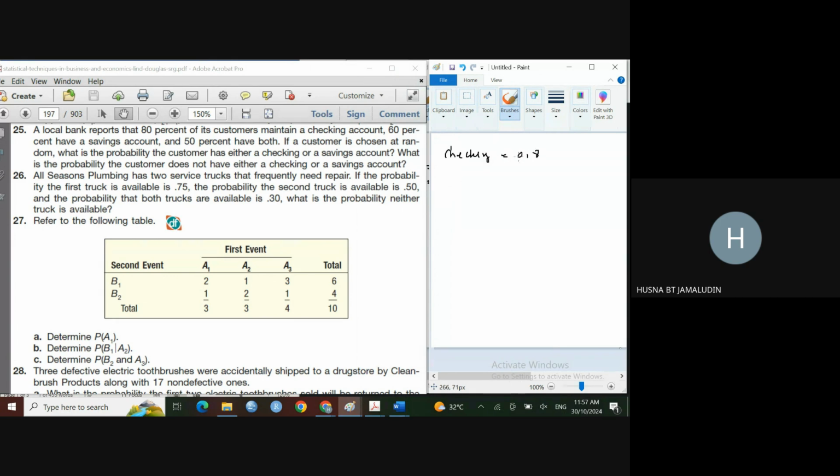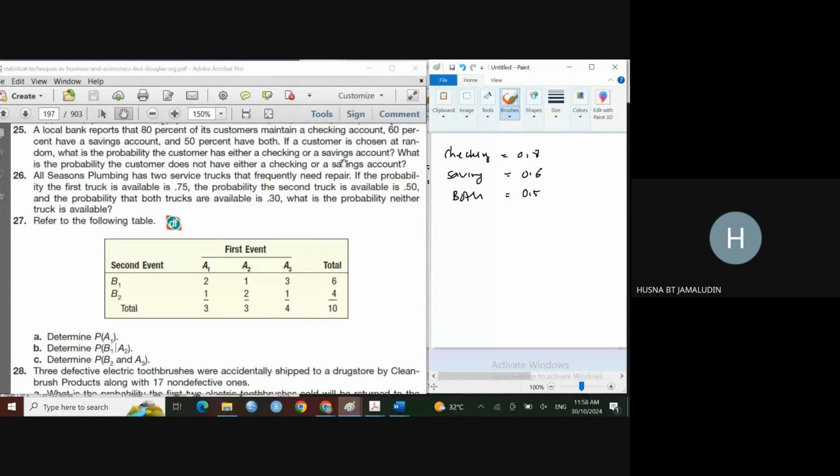And then 60% have a saving account. So this is saving account, you have 0.6. And 50% have both. So this is both. When you have both, this is an example of an inclusive event. In other words, you call it joint probability because some people have both accounts, checking and saving. If a customer is chosen at random, what is the probability the customer has either a checking or saving account?